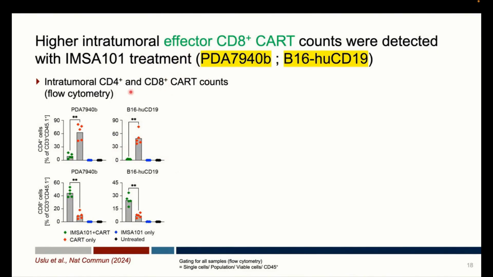We first wanted to find out the CD4 and CD8 ratio of the CAR T cell counts inside of the tumors. And on the top is basically the CD4 positive cell count shown. At the bottom, the CD8 positive cell count of the intratumoral CAR T cells. On the left, the PDA model, on the right, the B16 model. And very interestingly, when you look at the tumors of the CAR T alone group, you can detect significantly higher levels of CD4 T cells, which are the T helper cells.